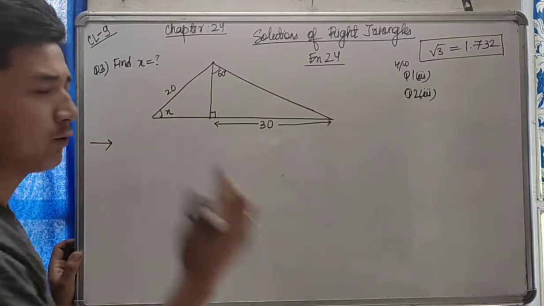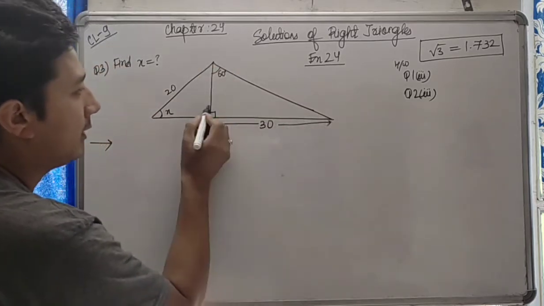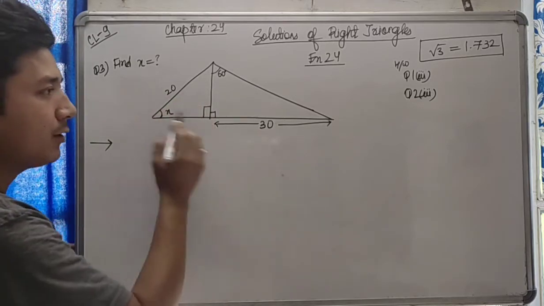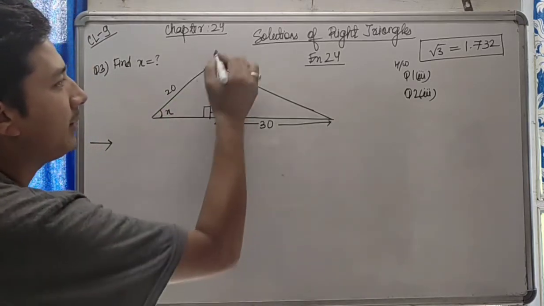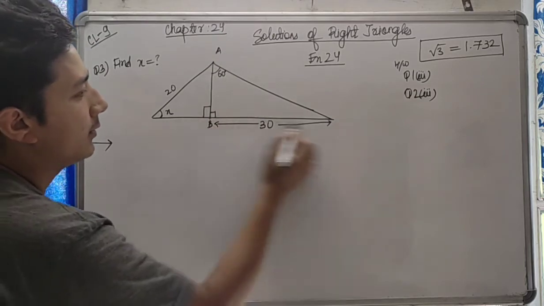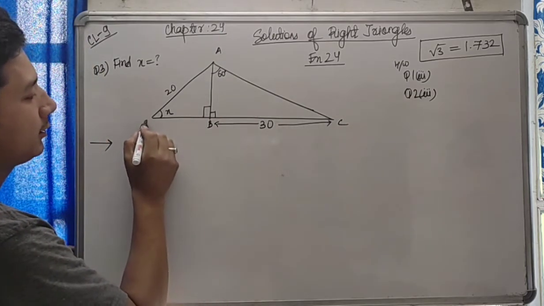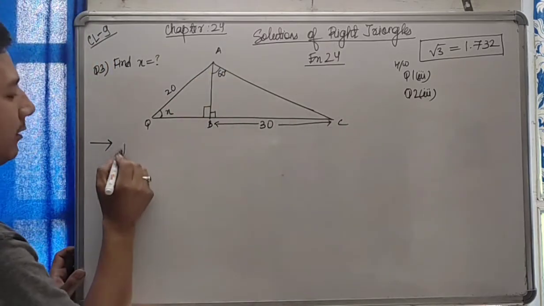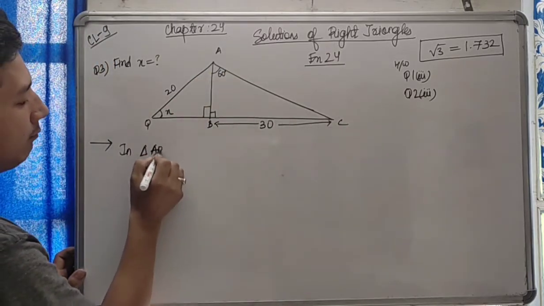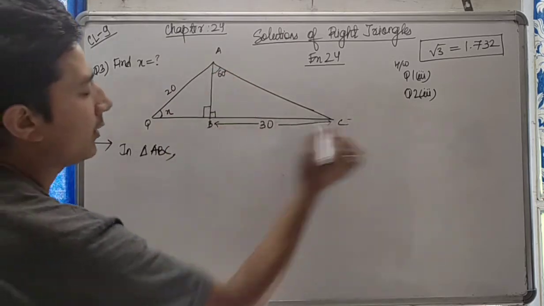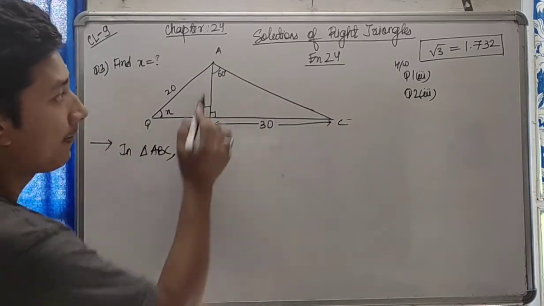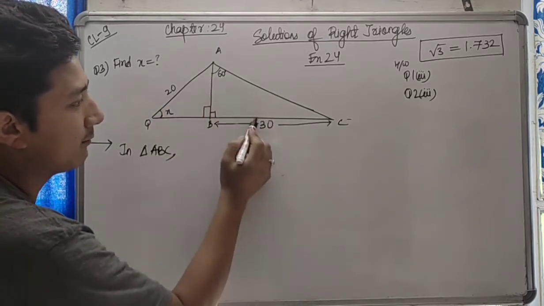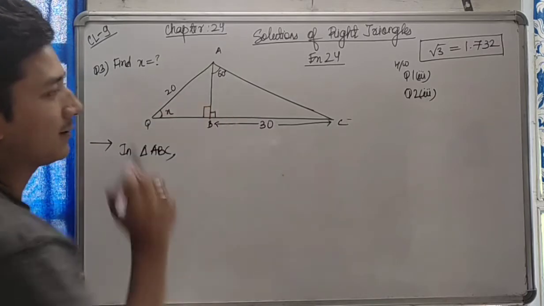There are two right angle triangles, boys. One is this right angle triangle and the other one is this right angle triangle. So first we will solve this right angle triangle. Let me name it A, B, C, and let's give it as Q. So first I'll solve ABC. So in triangle ABC, I'm talking about this triangle. Okay, boys. So now let's see. 60 degree. So therefore in this triangle, this is my hypotenuse, this is my perpendicular, and this is my base.